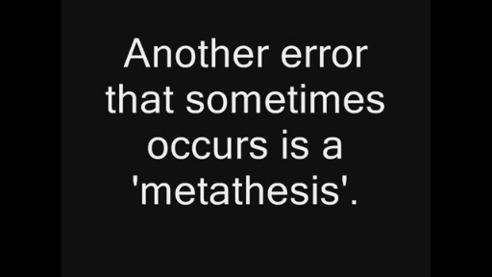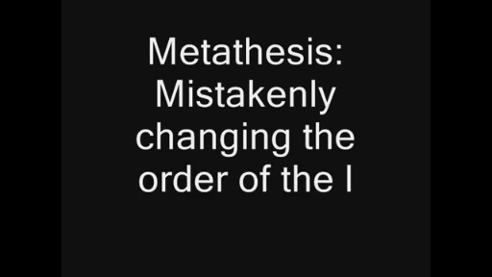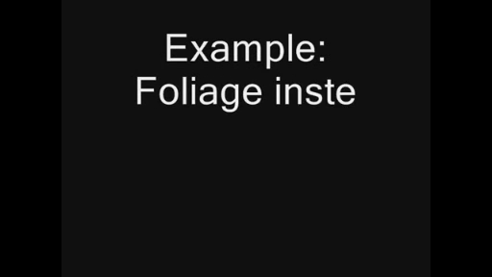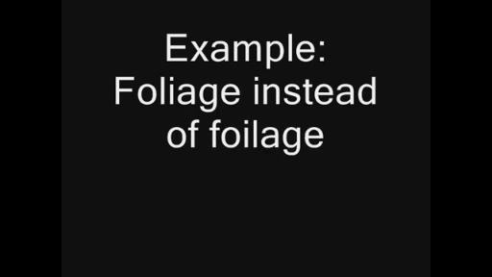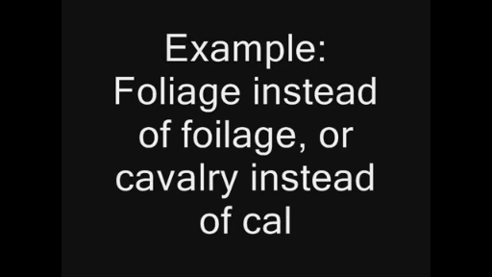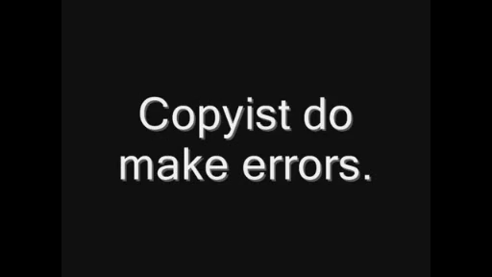So that's homophony. And then there's metathesis, and that's mistakenly changing the order of the letters in a word. So for example, instead of writing foliage, the copyist wrote a scrambled version. I'm sorry, that one's even difficult to say. So you can see how they'd make a mistake when they wrote it. Or instead of writing Calvary, the copyist wrote cavalry. So as you can see, those are the kinds of errors that copyists do make when they are copying manuscripts.